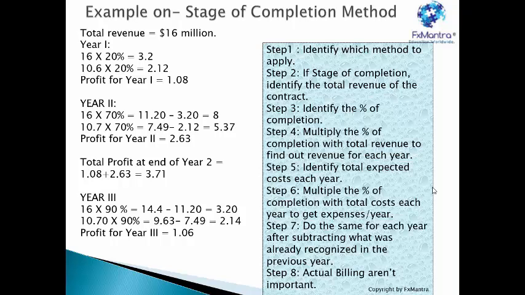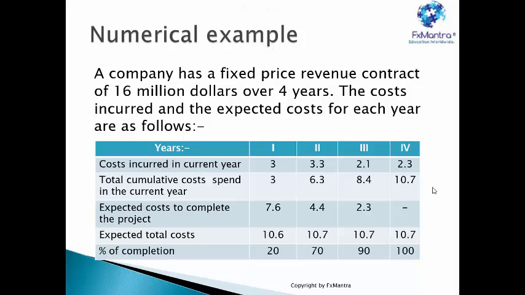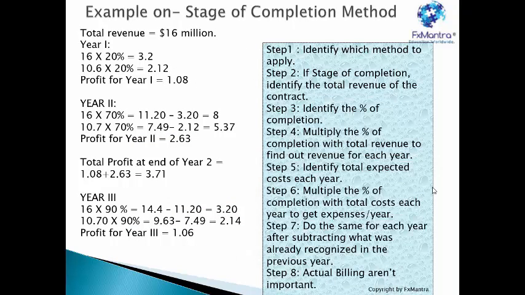Step 1 is identify which method to apply. For instance, let's assume in this case the percentages are already given to you. In the first year we have 20% completion, second 70%, third 90%, and finally in the fourth year 100%, the project is complete. So we have identified which method to use. We go back to the decision box. We are in a position to estimate the outcome reliably. So we go to the stage of completion method, else we would have used the completed contract method. So step 1 is always identify which method to apply.